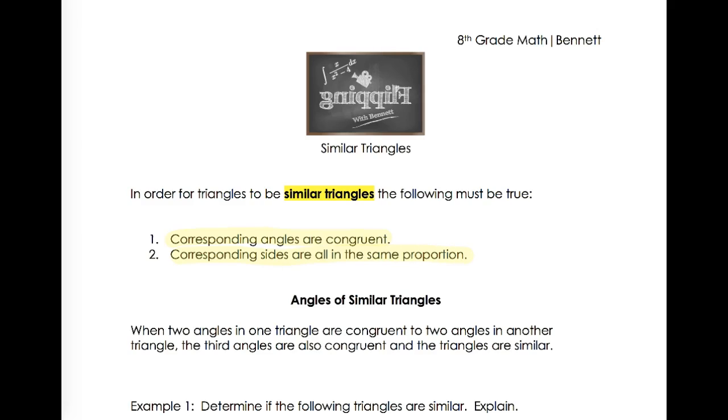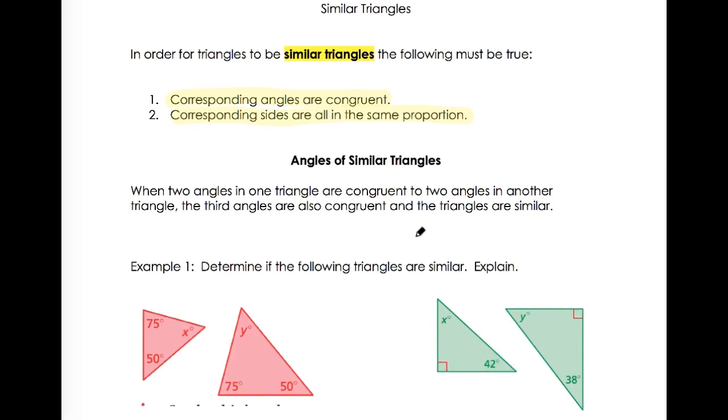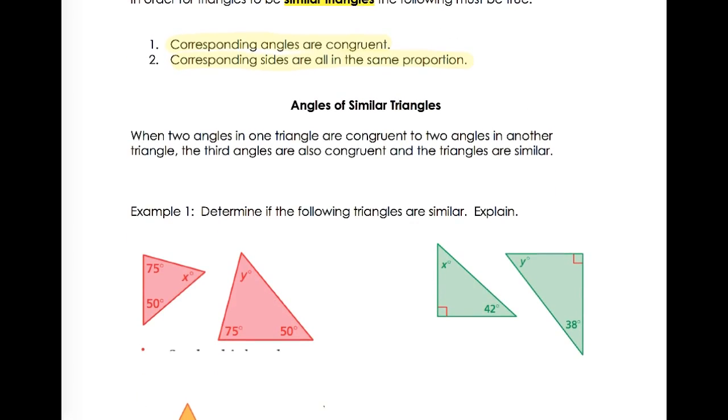We're going to use an angle property that can help us. So the angles of similar triangles is what we're going to look at. This is our rule here. And what it tells us is that in order to determine whether two triangles are similar, if two angles in one triangle are congruent to two angles in another triangle, the third angles are congruent, and the triangles are similar. So we're going to look at angle measure of triangles to determine whether or not two triangles are similar. And that's our can statement for today.